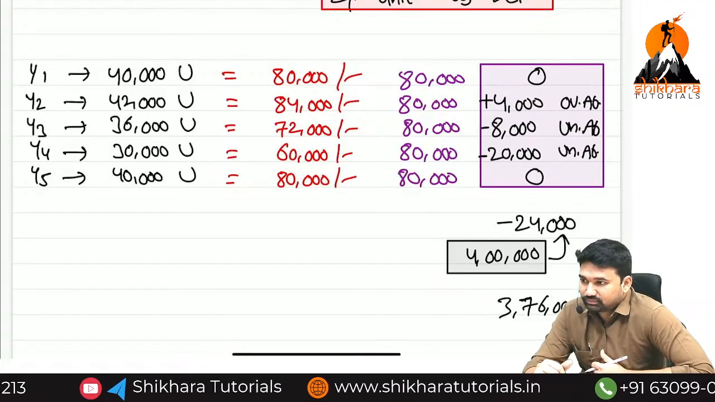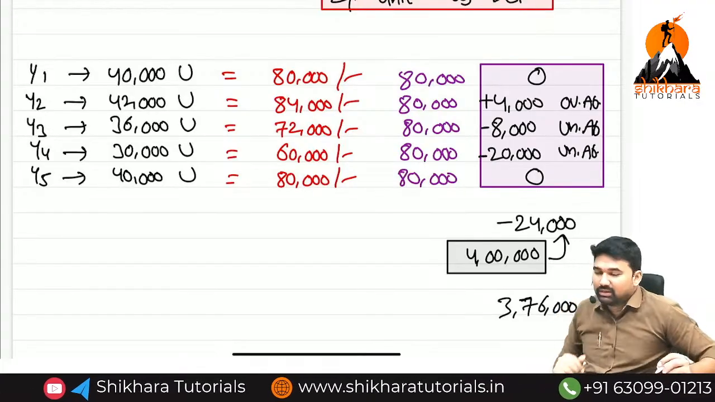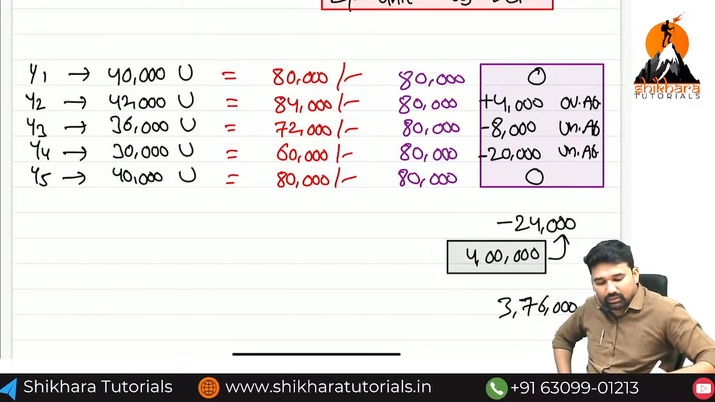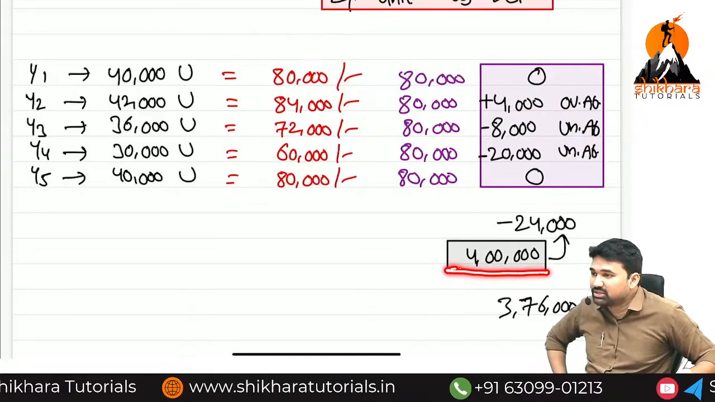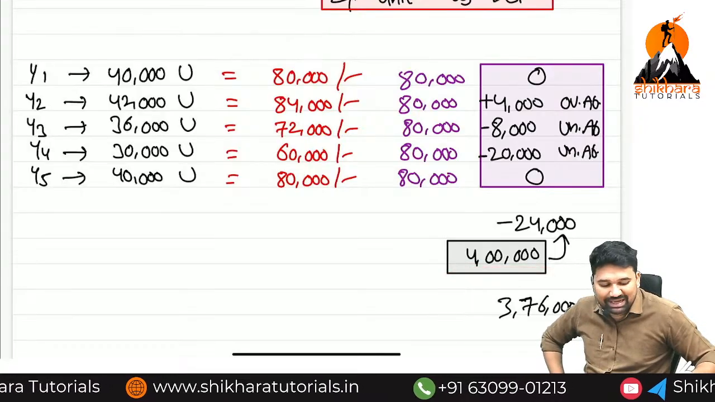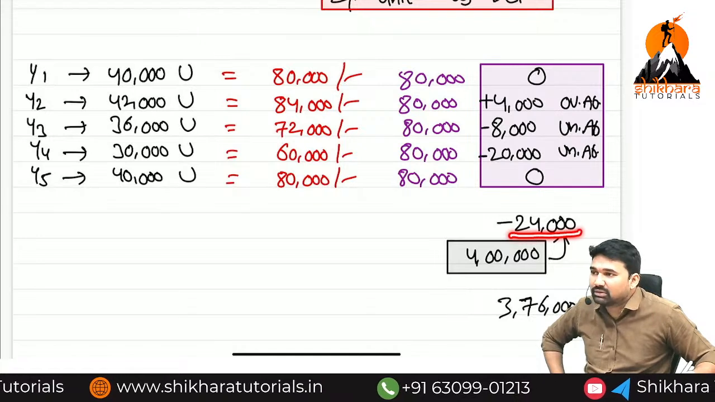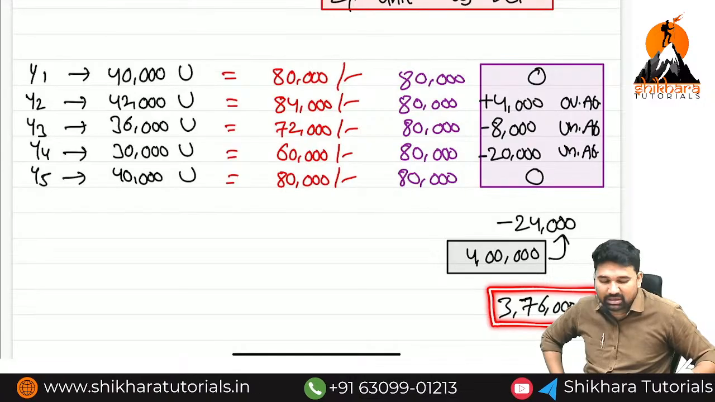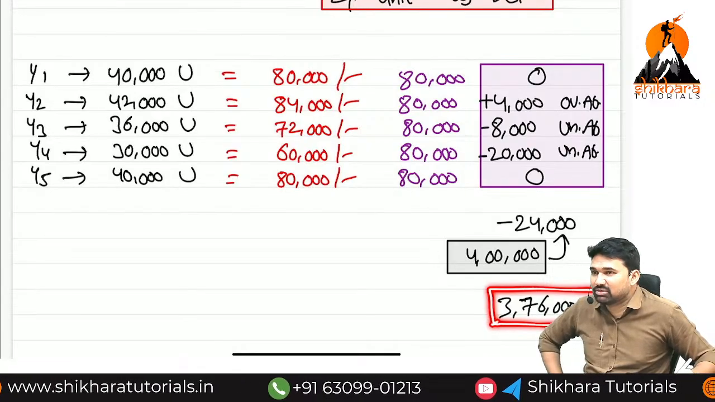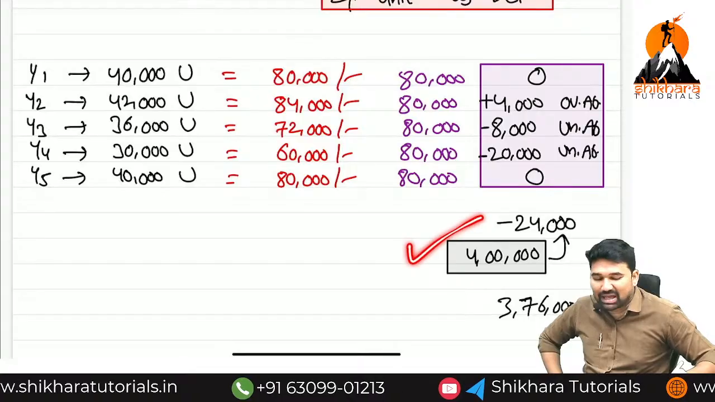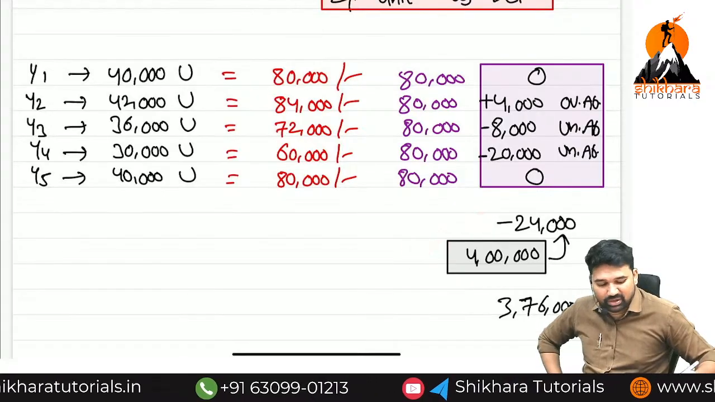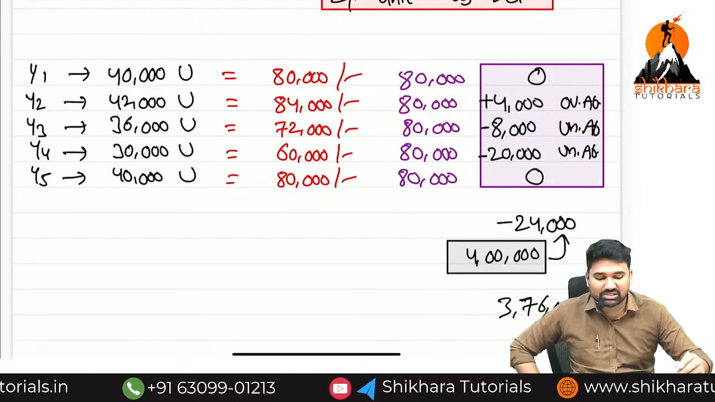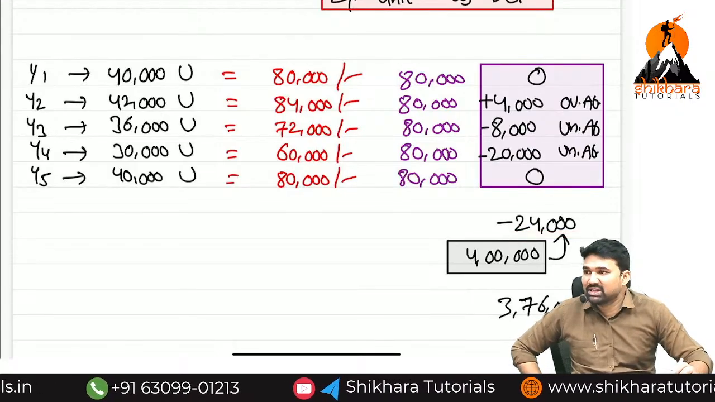Okay. So, listen carefully. Watch the screen. How much you have spent for machine? How much net under absorption happened? 24,000. That means you are able to recover only 3,76,000. So you spent 4 lakh, but you have recovered only 3,76,000, and 24,000 is under absorbed.